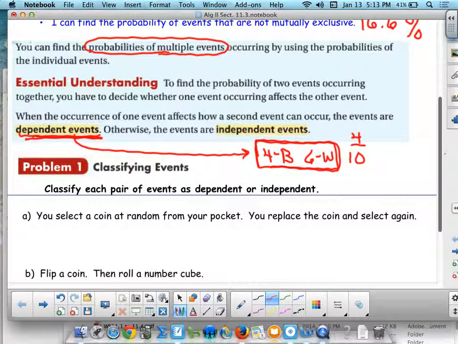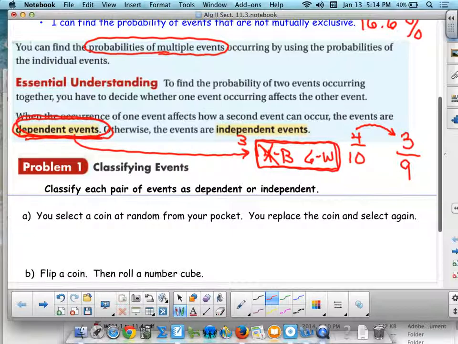But let's say I don't replace the sock. I keep it in my hand, and then I go back in and ask, what's the chance I pick a blue sock again? Because I'm still holding the original blue sock, now there are only 3 blue socks. So the chance I pick a blue now is 3 blues out of a total of 9. Was the probability affected? Yes. It went from 4/10 down to 3/9. So these are dependent events.